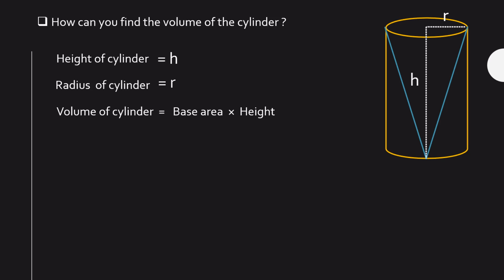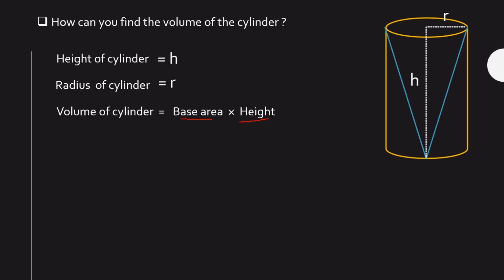Correct. It's base area into height. I hope all of you have written this formula. And now, if we know the height and base area, we can easily find the volume of the cylinder and then we are done.